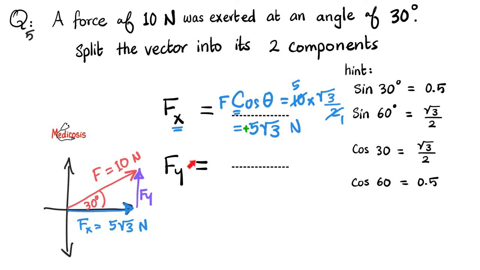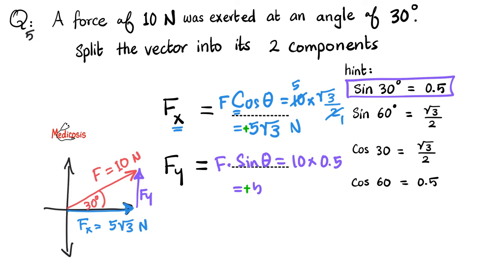To find the y, we use F sine theta, okay? How much is the F? The F is 10 newtons. And what is sine 30? Sine 30 is half, like this, and this will equal 5 newtons. So Fy equals 5 newtons, and this is a positive sign because we're going north.